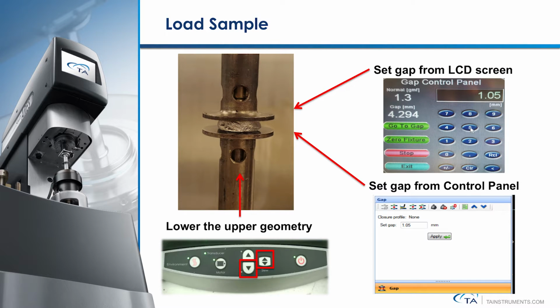Quickly open the oven. Load the sample between parallel plates. From the instrument control panel, press both the down and slew buttons to squeeze the sample down until it gets close to the target gap. Then use either the upper LCD screen or the TRIOS control panel to set the geometry gap at 1.05 mm.